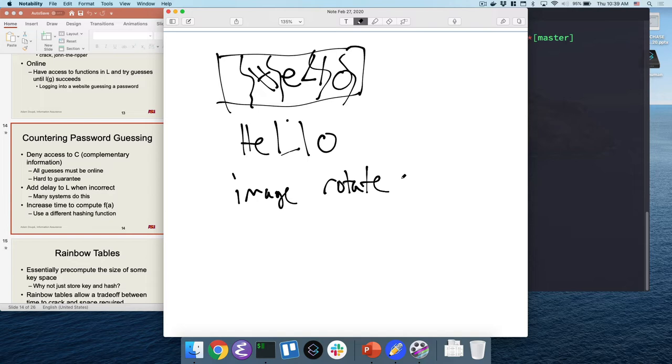Yeah. Auditory ones? Yeah, so there's other ones, right? For maybe people who are visually impaired, there's audio-based CAPTCHAs. So how good are CAPTCHAs at preventing automated systems?